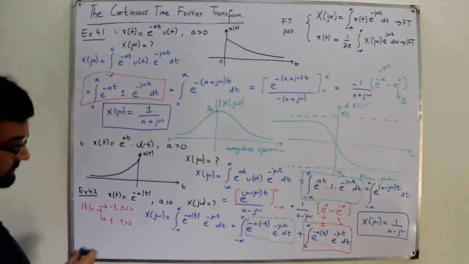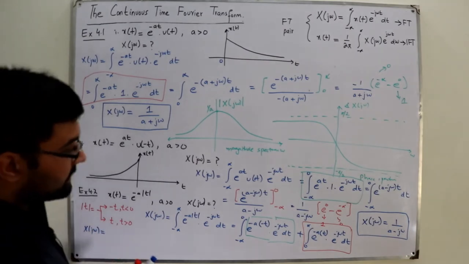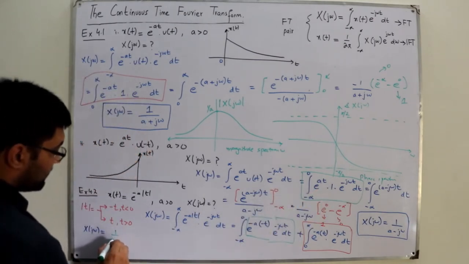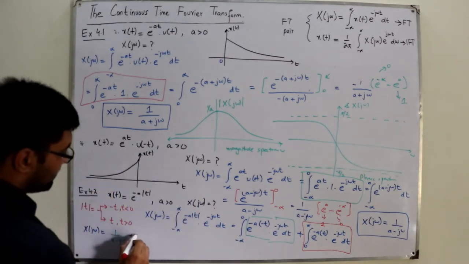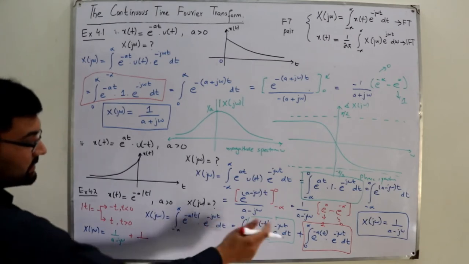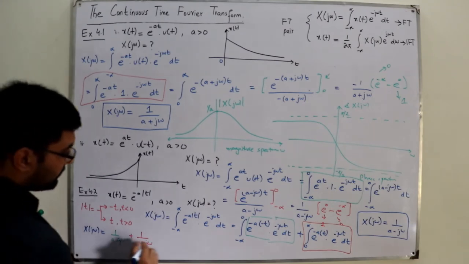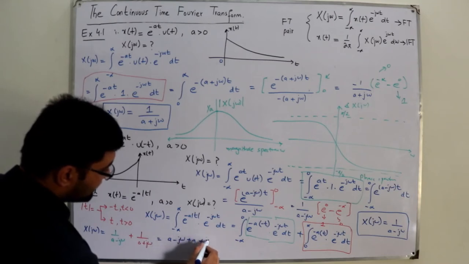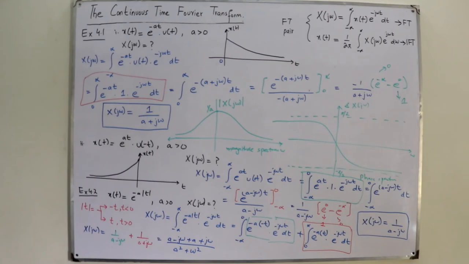Which means that I can write my x of j omega directly. And how do I write it directly? From here, the answer is 1 upon a minus j omega. And from there, my answer is 1 upon a plus j omega. The answer to this integration plus the answer to that integration. So what would it be now? a minus j omega plus a plus j omega, divided by a squared plus omega squared, because it would be basically minus into what?